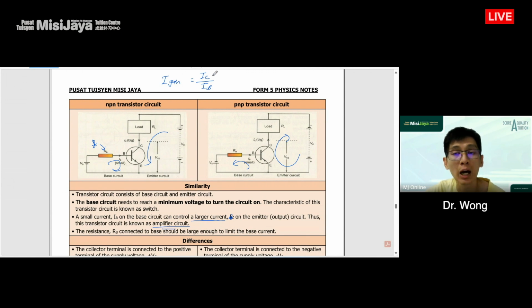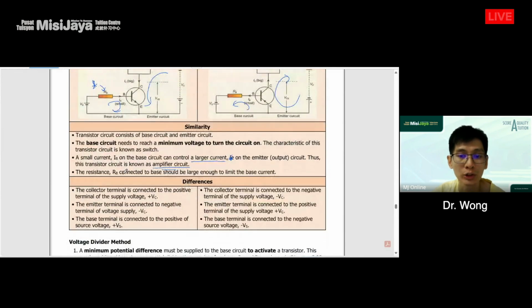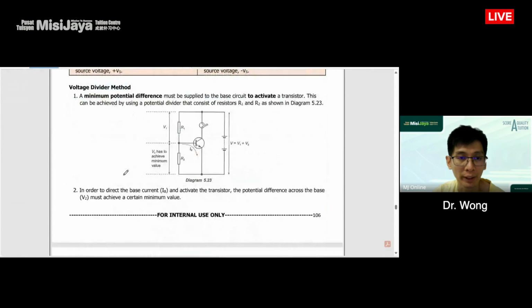Then we'll see how many times higher it is. So for example, here is 1000, here is 10. Therefore, we'll have 100 times gain, which means the collector current is 100 times higher than the base current. So this is the function of an amplifier.